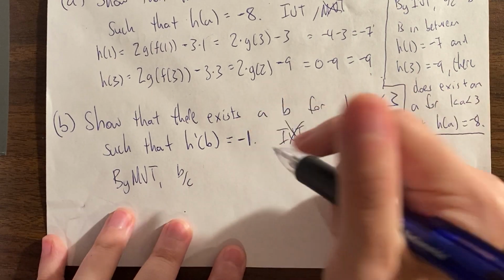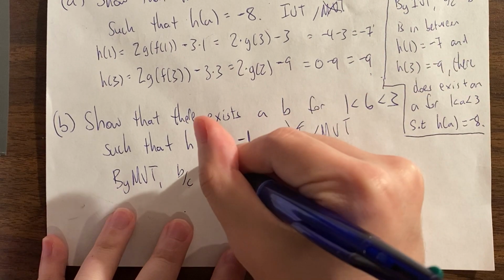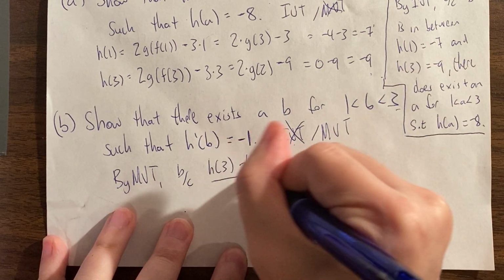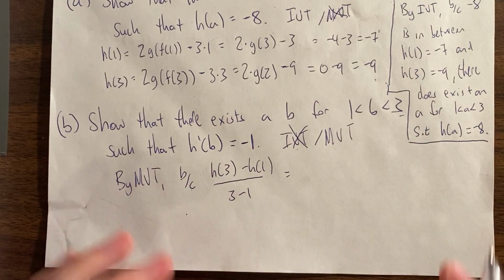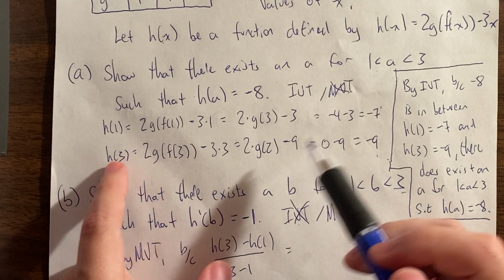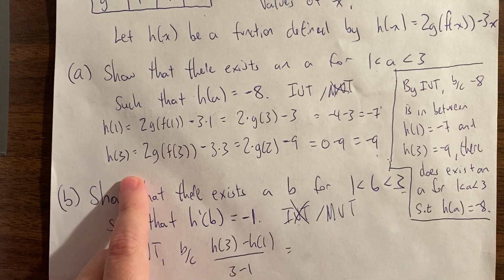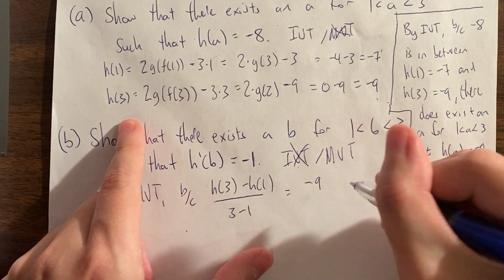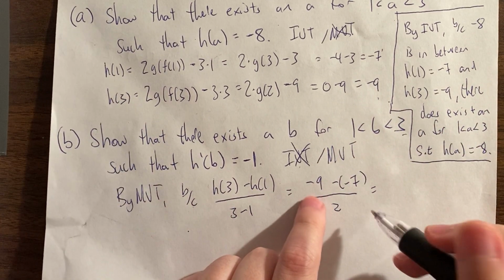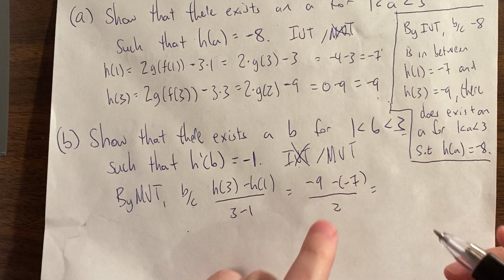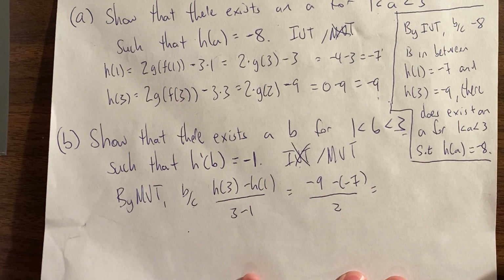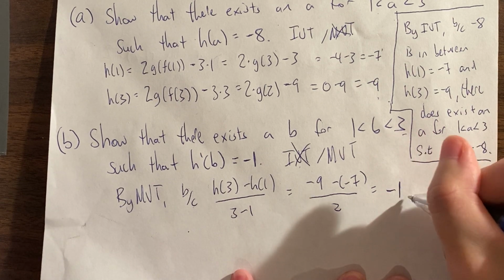So let's try that. We're going to do the algebra slope, which is y2 minus y1 over the two x values, 3 minus 1. If this were a new question, I would have to find h of 1 and h of 3 all over again, but we did that in the previous question, so I'm just going to use that. It's -9 minus -7 over 3 minus 1, which is 2. -9 minus -7 is the same thing as -9 plus 7, which is -2. -2 over 2 is -1.